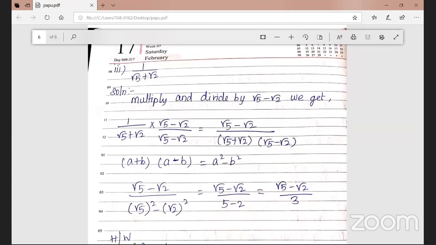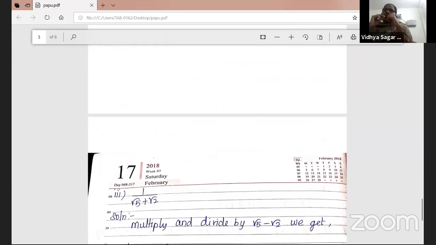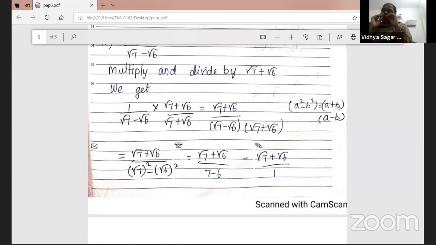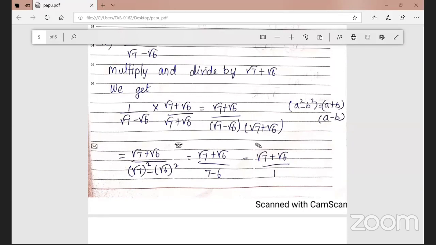Ma'am, why do we multiply the thing by itself? Because it is the conjugate method, you must rationalize the denominator. So you must multiply like that only. Okay, Muskan, can you explain? Yes, Divya ma'am, I'm explaining now. The question is, rationalize. Rationalize means what?